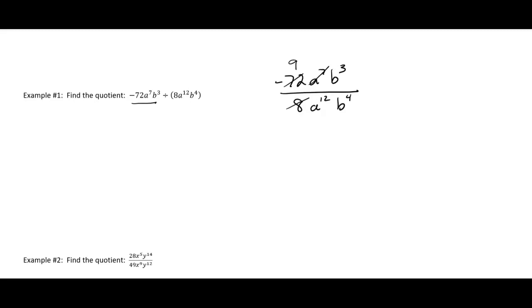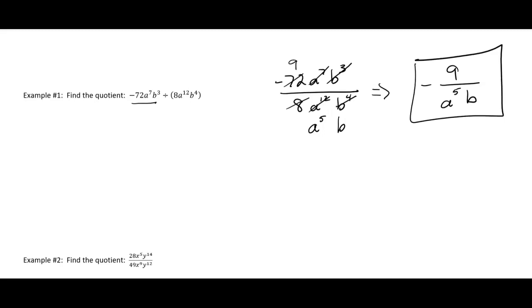a's in the denominator. So that's going to give me an a to the 5th in the denominator. And I have more b's in the denominator also. So I'm going to have 1b in the denominator. I would do it kind of like that, just with a canceling thing. And so my answer is going to be negative 9 over a to the 5th b. And that would be done.